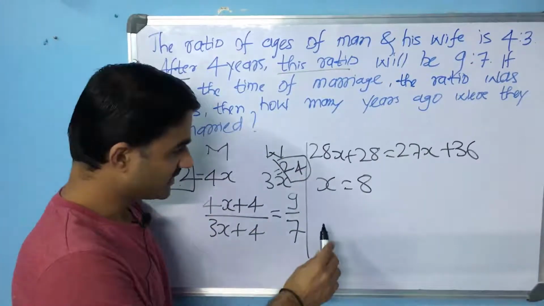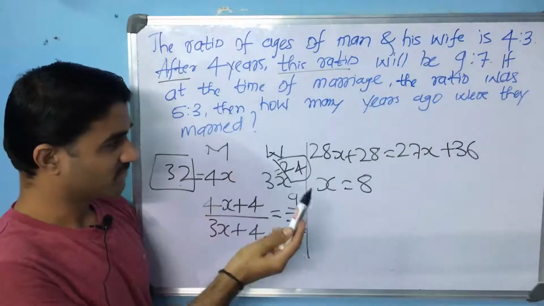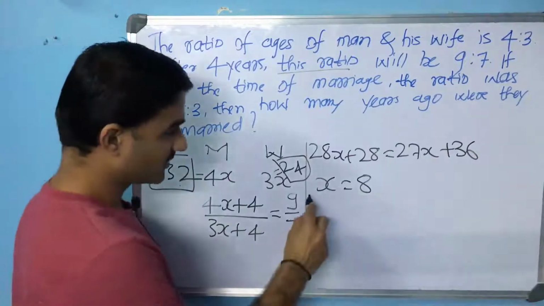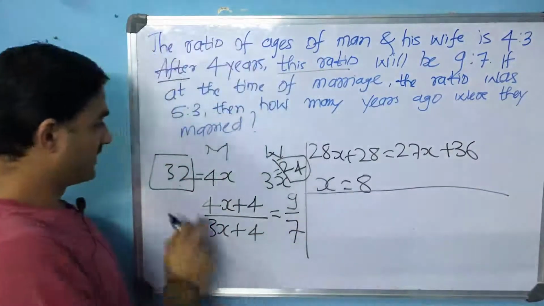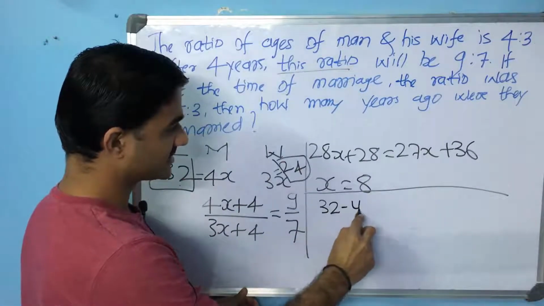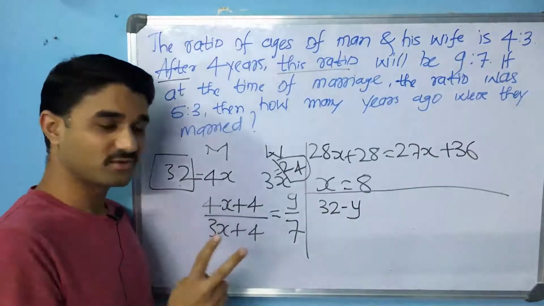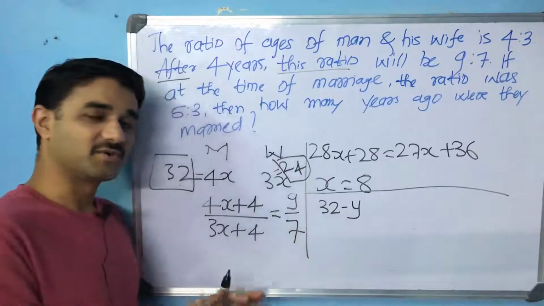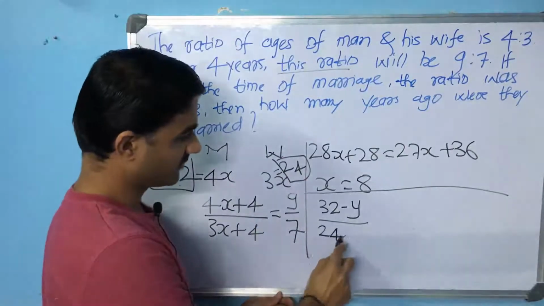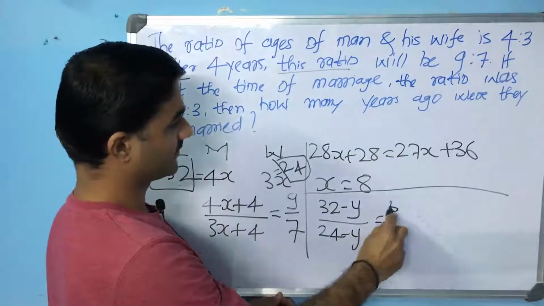So let that be. You can again take x here, but to avoid confusion I will take y this time. I won't rub, I will just write here. Now he is 32. If they got married y years ago, at that time he will be 32 minus y. That is, if it was 2 years ago, 32 minus 2 is 30. He was 30 when he got married, divided by, she is 24 minus y. This ratio is given as 5:3.